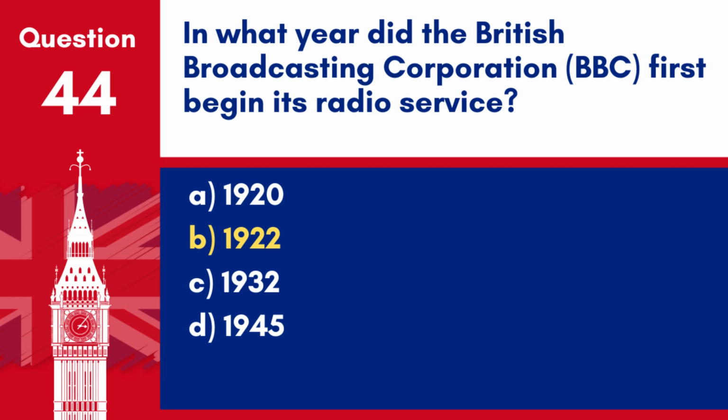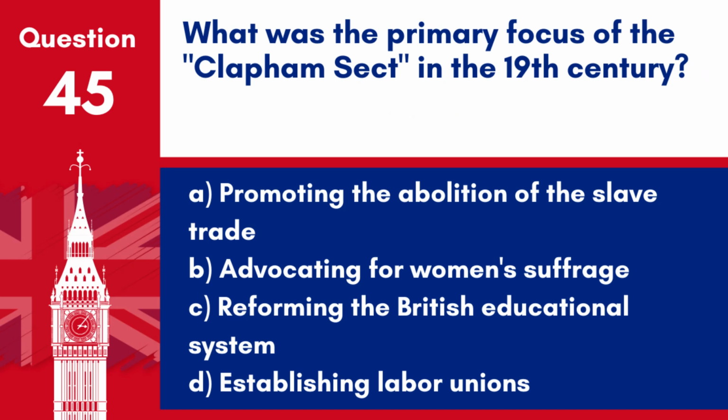Question 45. What was the primary focus of the Clapham sect in the 19th century? A. Promoting the abolition of the slave trade. B. Advocating for women's suffrage. C. Reforming the British educational system. D. Establishing labour unions. Answer: A. Promoting the abolition of the slave trade. The Clapham sect was a group of evangelical Christians in the 19th century, primarily focused on social reform, most notably the abolition of the slave trade.